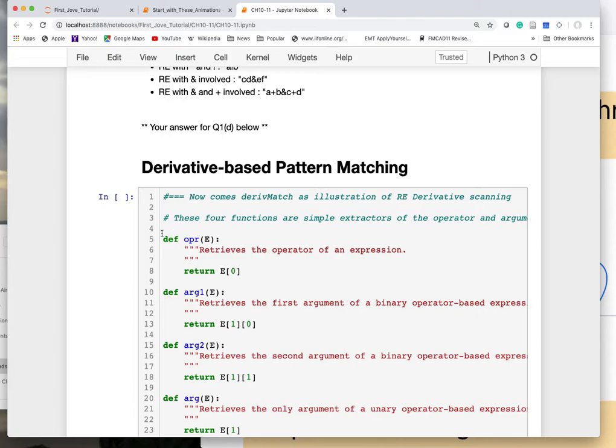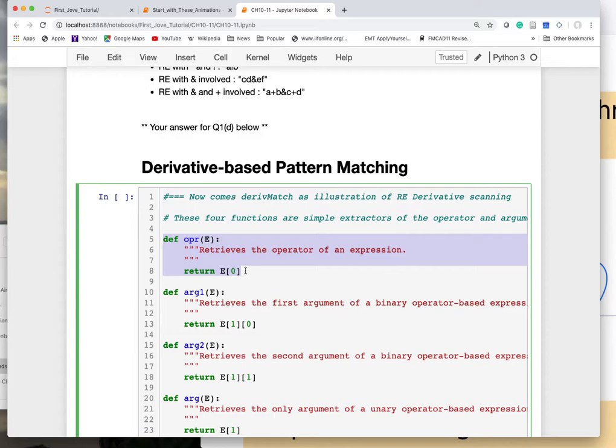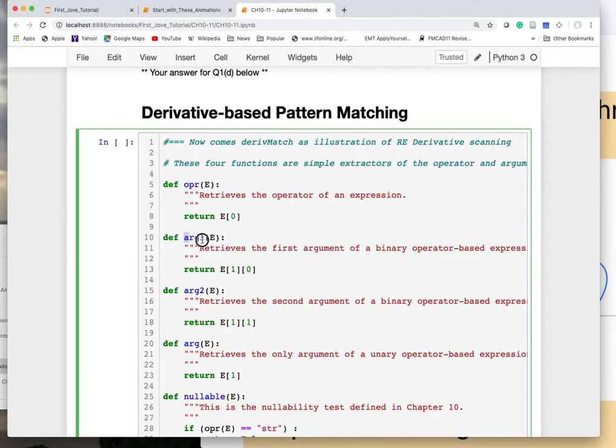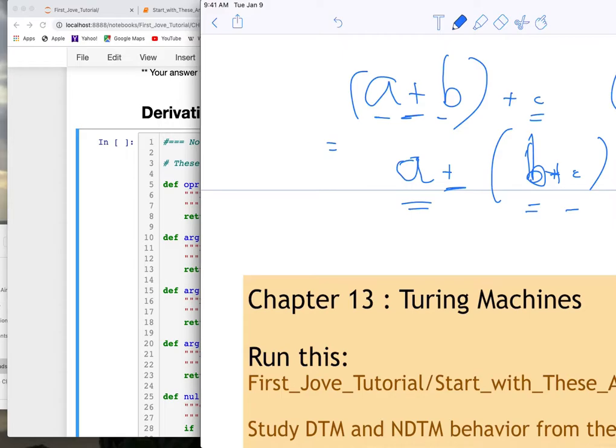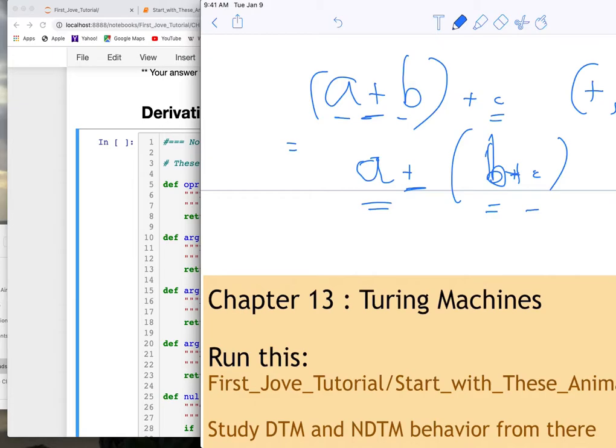Operator of a regular expression is going to be taking the tree form and getting the zeroth component. So it's all pairs. At every level, it is pairs. The arg1 is going to be e1 of 0. So if I want to do plus of a, b, then e of 1 of 0 is going to take, first of all, the e1 component and then dig into the e0 component. So that's arg1. You get that?